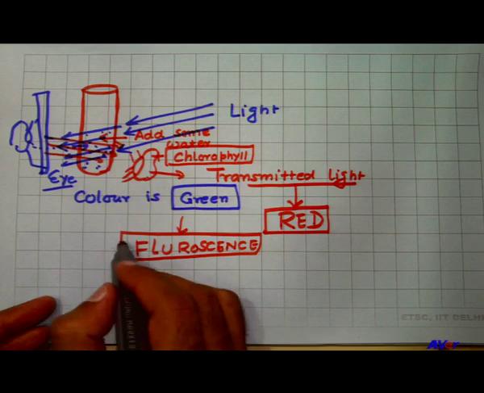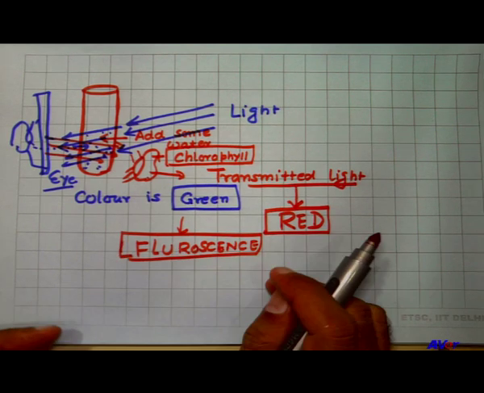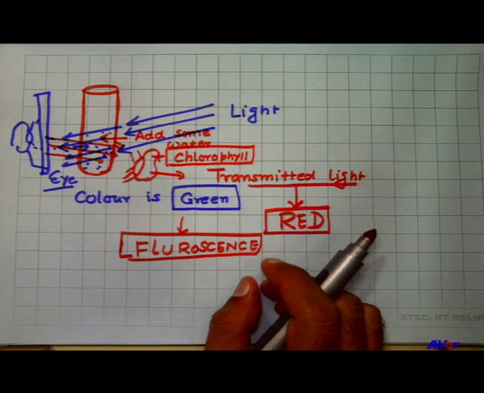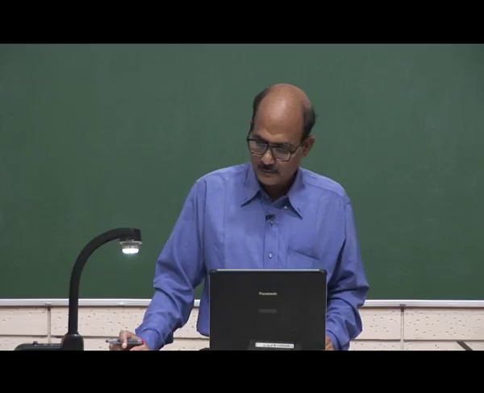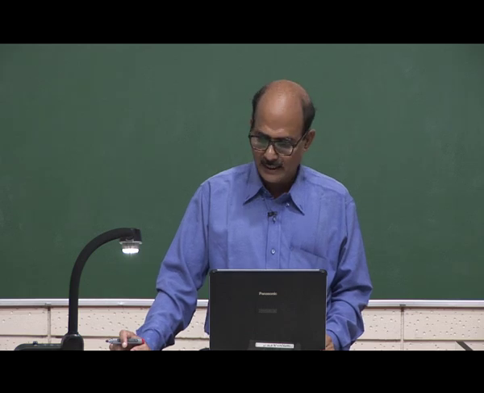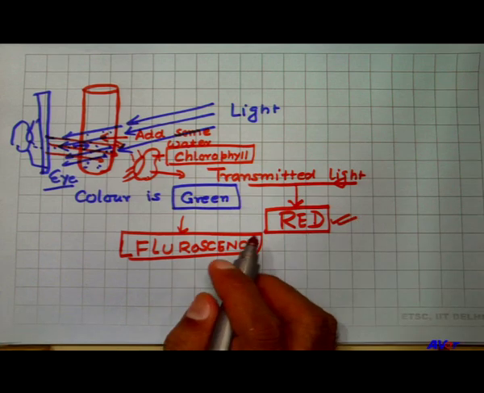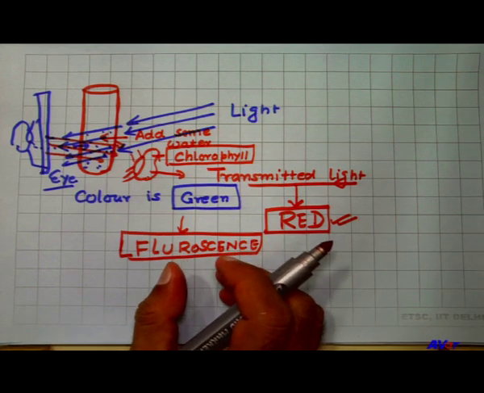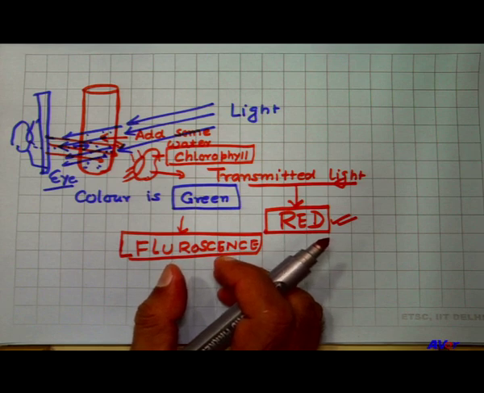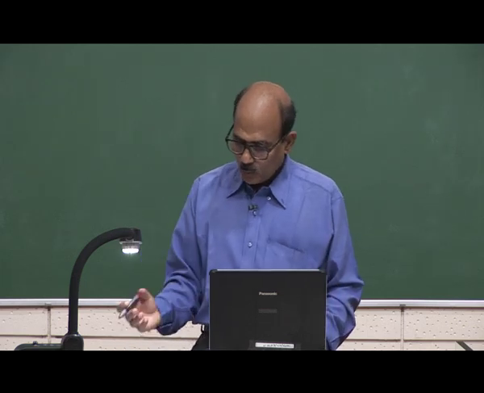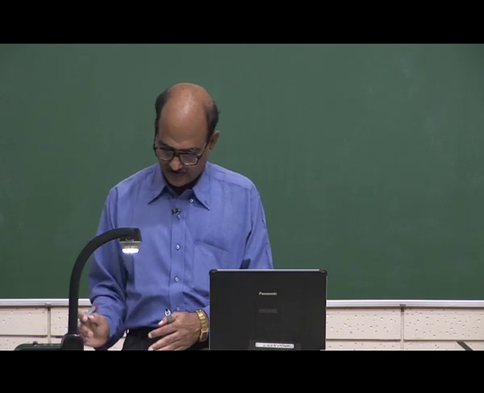What do you mean by fluorescence? When the light is transmitted through the chlorophyll solution, it appears green. If this solution is seen in the reflected light, it appears red. So, the re-emission of red light by the chlorophyll in the reflected light, this phenomenon is called fluorescence. How does this happen?